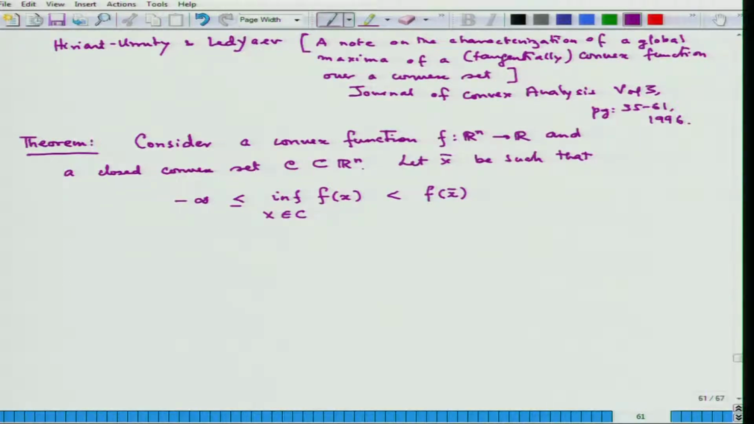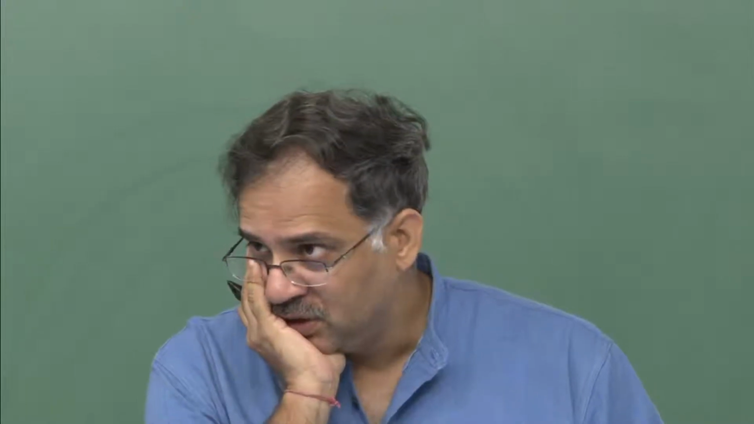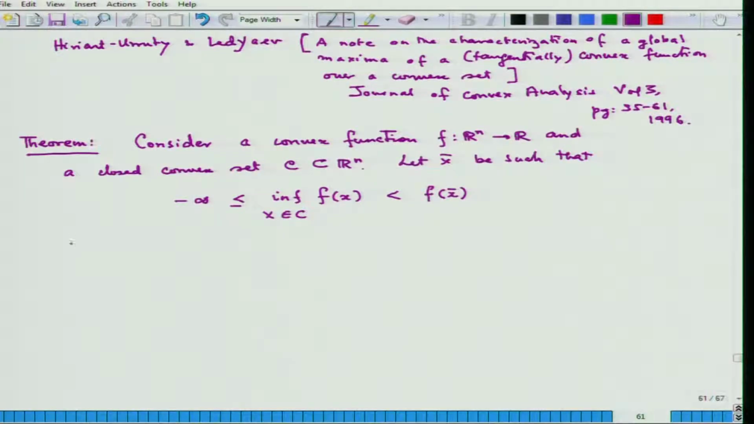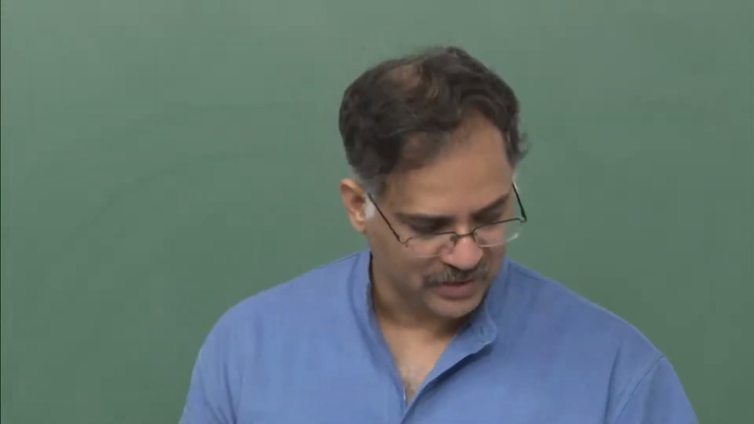This is what I have: let x bar be such that f of x bar is strictly bigger than the infimum. Of course, if I am trying to pose it as a candidate of maximum, the point where the maximum is achieved, then this should at least be true, right. Then x bar, an element of C, is a maximizer. I am now talking about a global maximizer, because I want to get a global maximization condition. That is very, very important, because at the end I want a global maximizer.